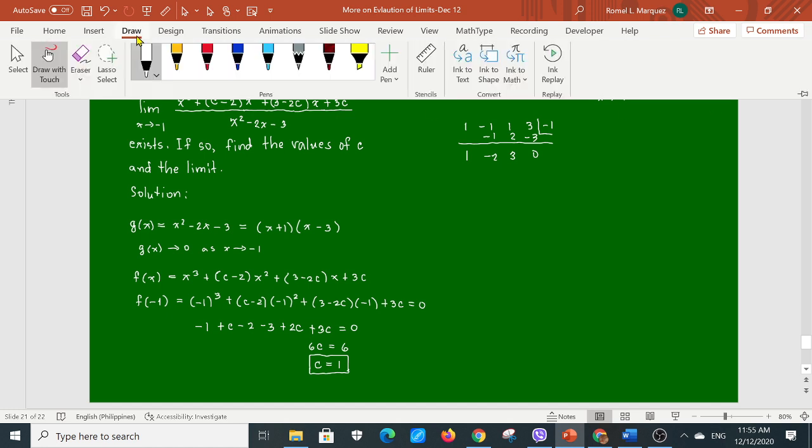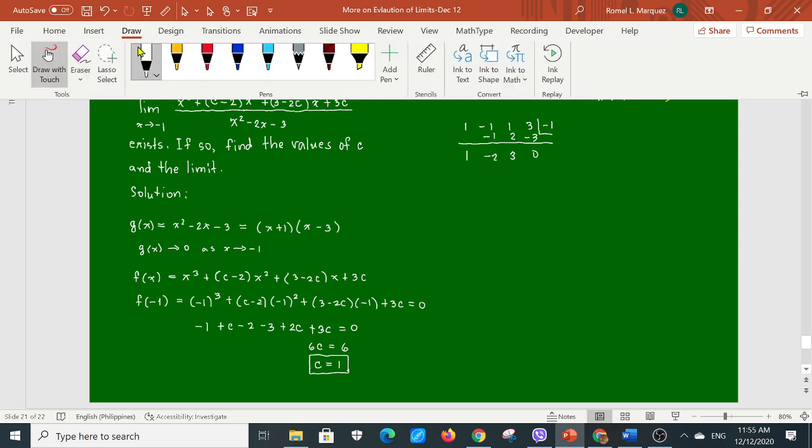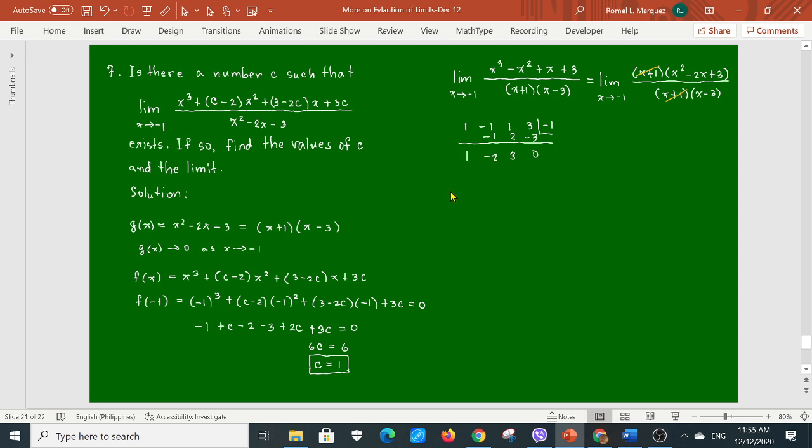From which I can now cancel this out. So we now have this limit: the limit as x approaches negative 1 of what?